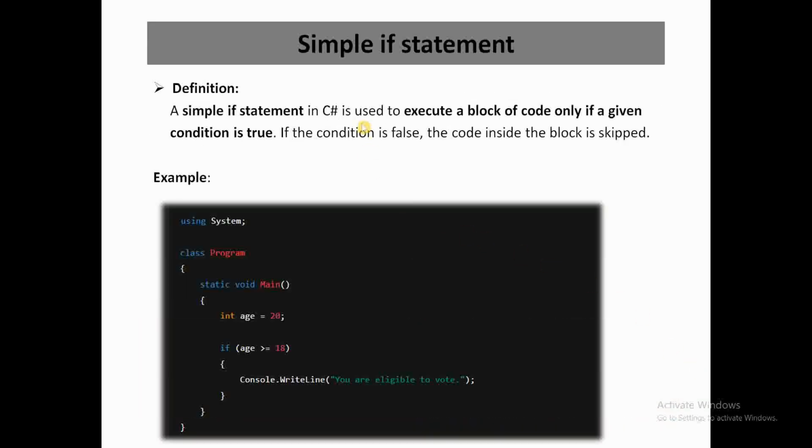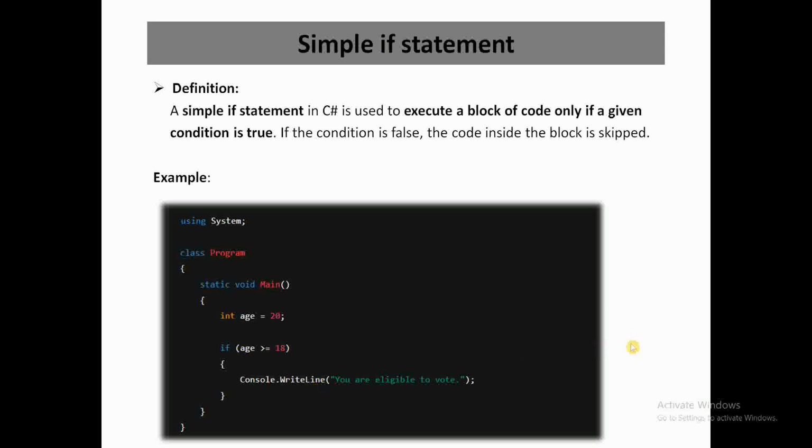First one, we have a simple if statement. In a simple if statement, as I already told you, if the if condition is satisfied, then it will execute that code or block, otherwise it will move further. Simply, it executes a block of code only if a given condition is true. If the condition is false, the code inside the block is skipped. Here we have the example of a simple if statement. Suppose we have an integer value, and if the number given is greater than or equal to 18, then it will execute this block of code.